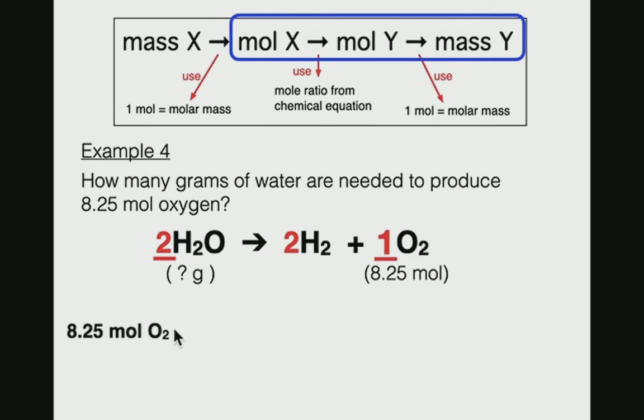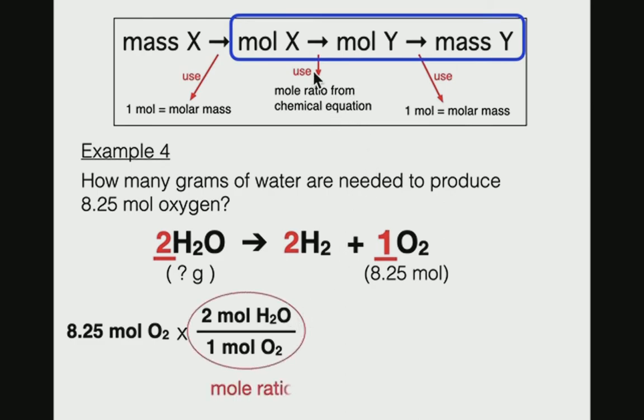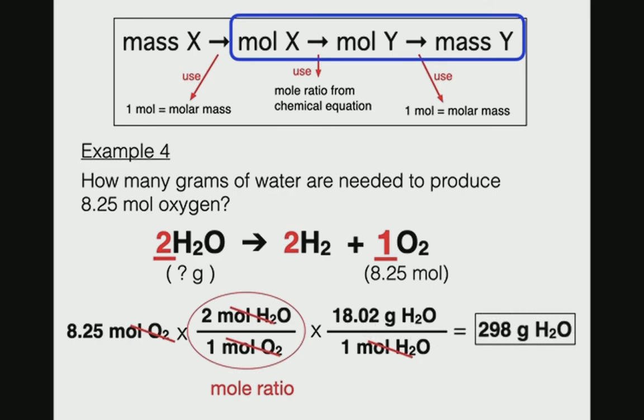So always start with the number you're given. We'll be multiplying it by the mole ratio. This is converting moles of oxygen to moles of water. Oxygen goes in the denominator, so that cancels out. So now we want to convert moles of water to grams of water, and so we use this as our relationship. 1 mole of water is 18.02 grams. Moles of water goes in the denominator, so that it cancels out. When you type this into your calculator, it's 8.25 times 2 times 18.02, 298 grams of water.